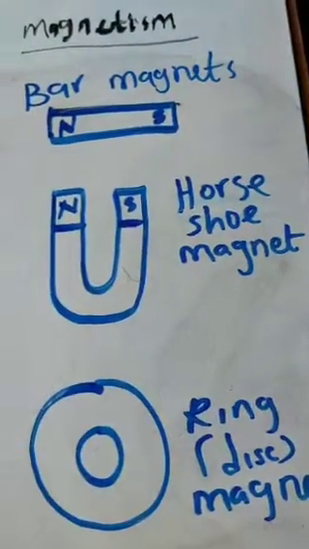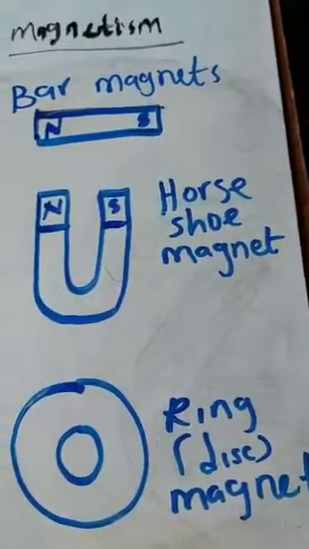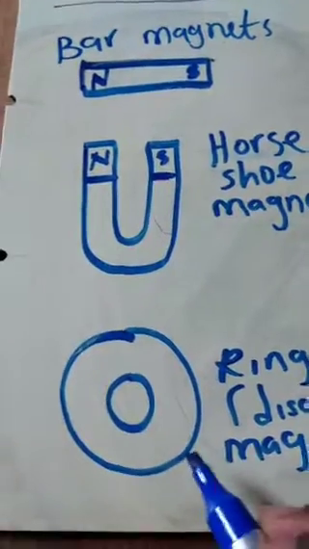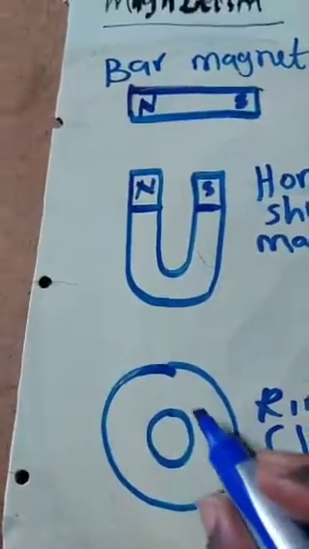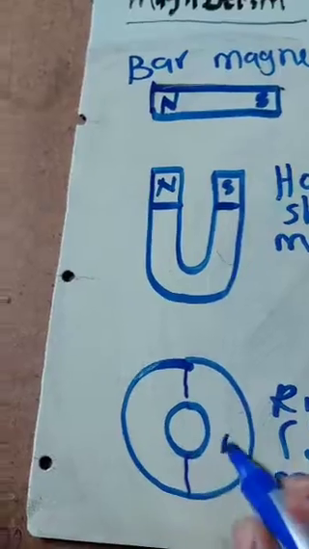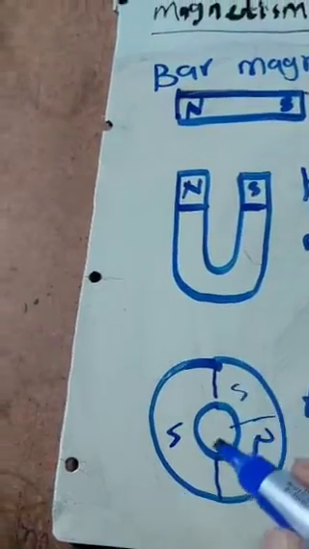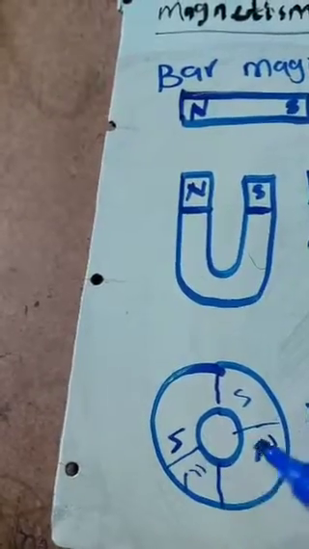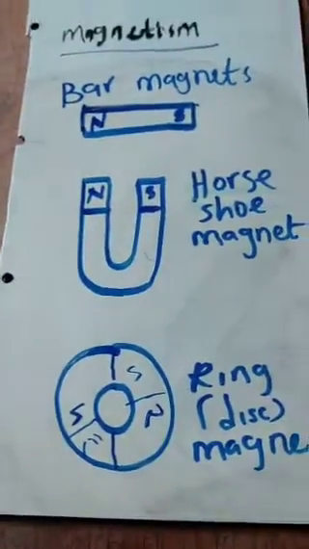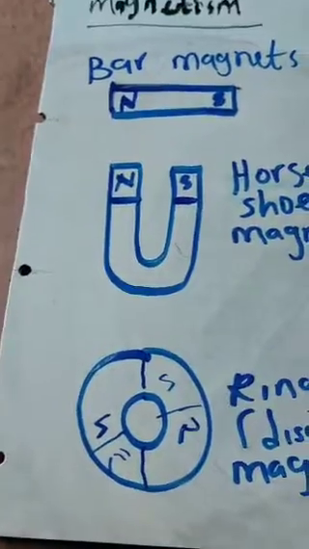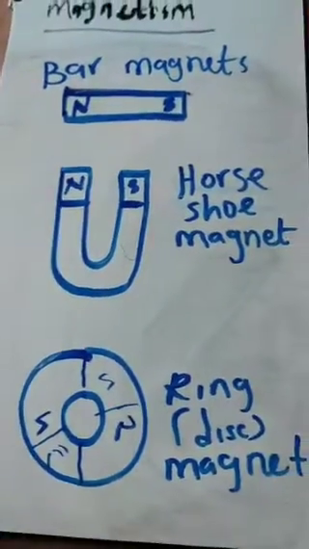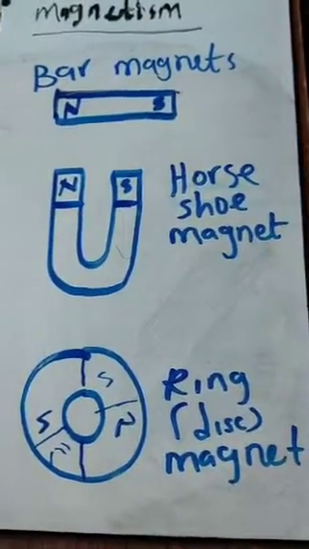The last one is a ring magnet or disc magnet. With ring magnets, the poles are kind of strange. Some are going to have north here, south there. Others will have south here, north there. Different kinds of poles like that. They don't even bring the ring magnet in the exam, but these other two they do. Those are the three types of magnets.